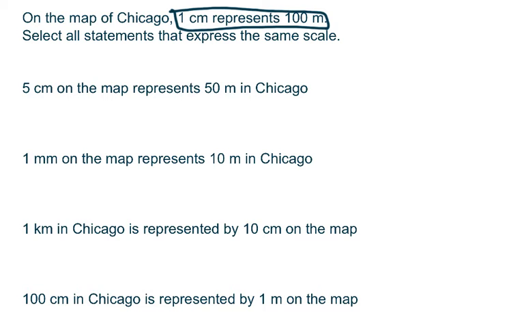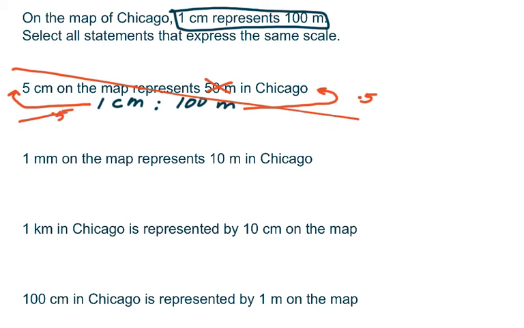5 centimeters on the map represents 50 meters in Chicago. So I'll start with the relationship I'm given. 1 centimeter, that's on the map, represents 100 meters. I thought, if I multiply both of these values by 5, 1 times 5 gives me 5 centimeters, and over here, I tried to do the same thing, but 100 times 5 is not 50 meters. And so I knew that this was not a relationship that represents the same scale. So I went to the next one.